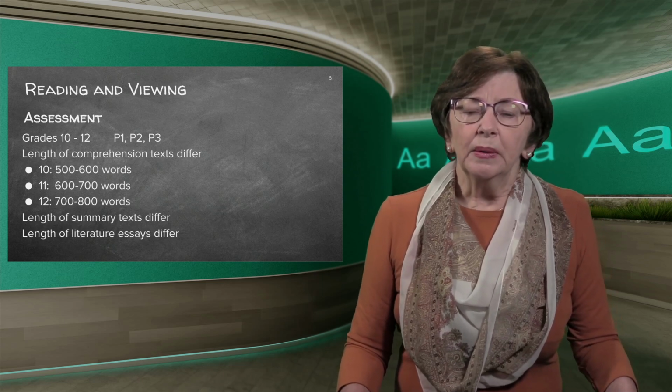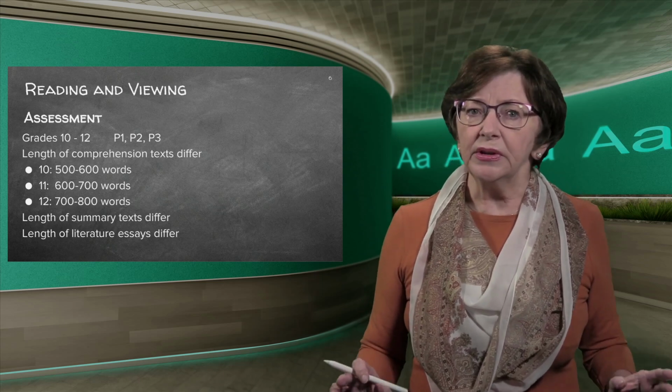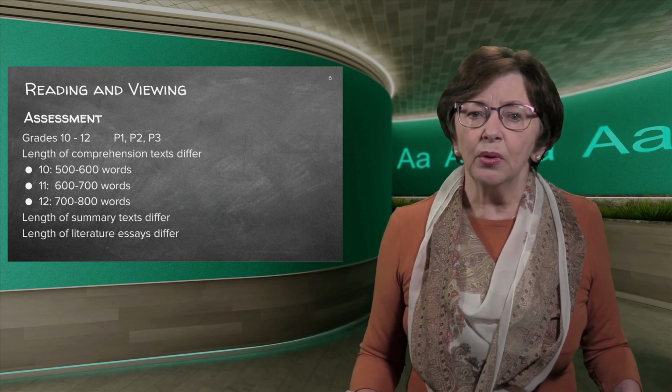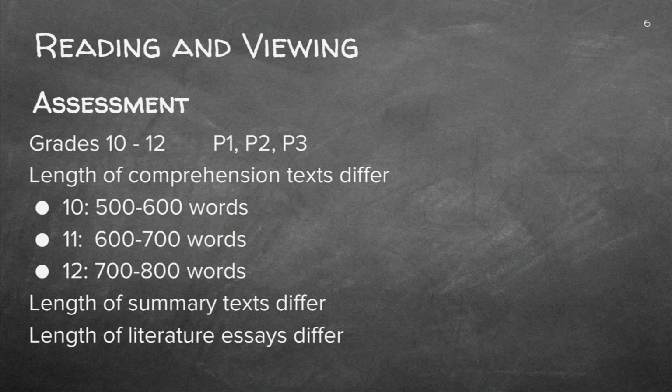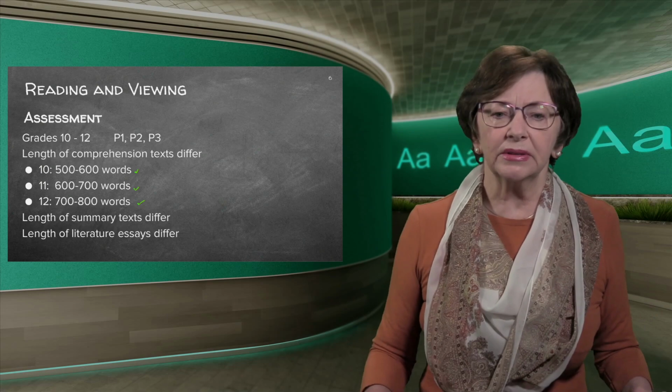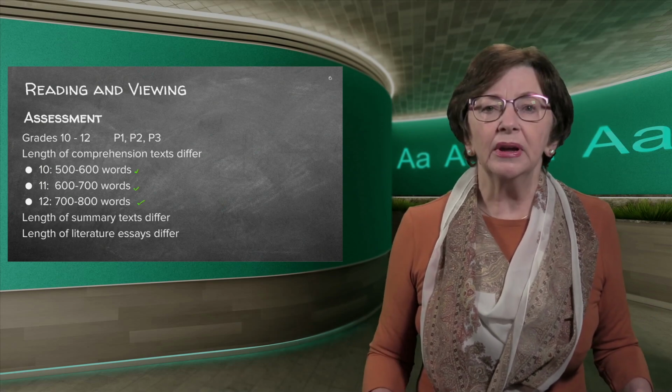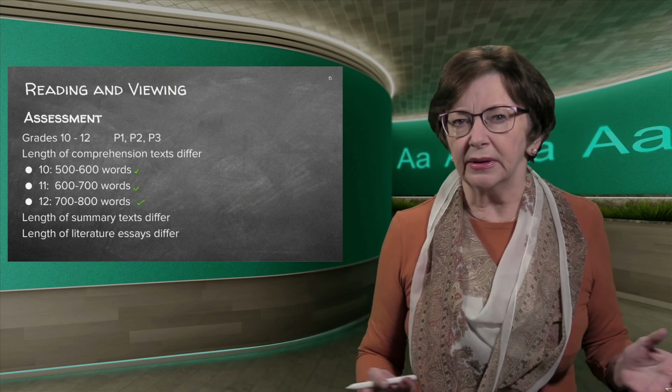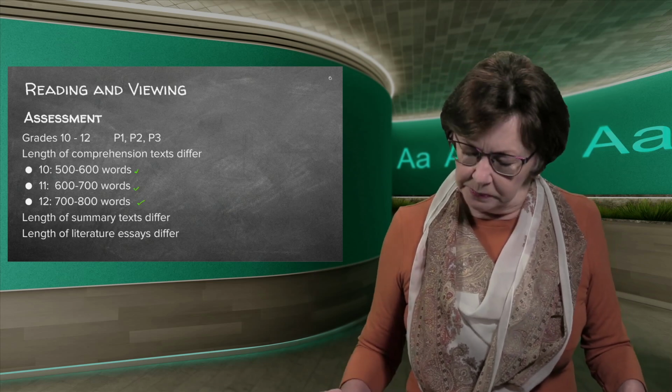So I said that the only thing that differs will be the length of the comprehension texts. And it's not that phenomenal. For grade 10, the comprehension text will be 500 to 600 words. For grade 11, 600 to 700 words. And in grade 12, 700 to 800 words. And as I said, it's only the length, nothing else is different. The length of the summary text will also differ slightly in the same way, but very little.